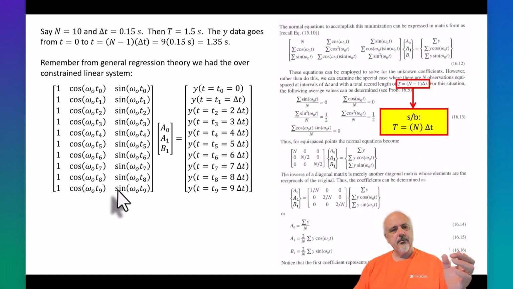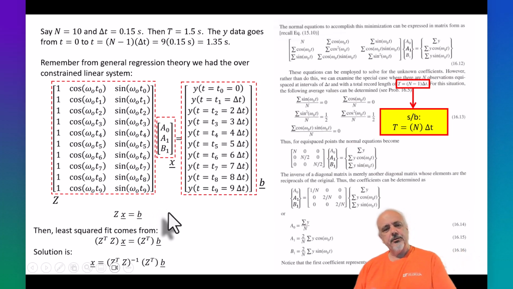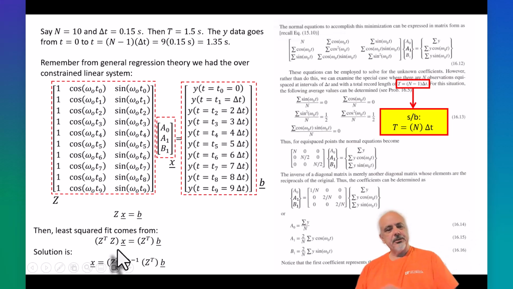So I set up this matrix of 10 by 3, and a right-hand side of 10 by 1. I've got 3 unknowns, and how I did this when I described general regression is that I talked about an equation Zx equals b. It's an over-constrained linear system, so what you can do is a least squares fit of it. This is what I taught you. You multiply both sides of the equation by Z transpose, and then you can invert it. Z transpose Z inverted, and that's your x solution to the equation.